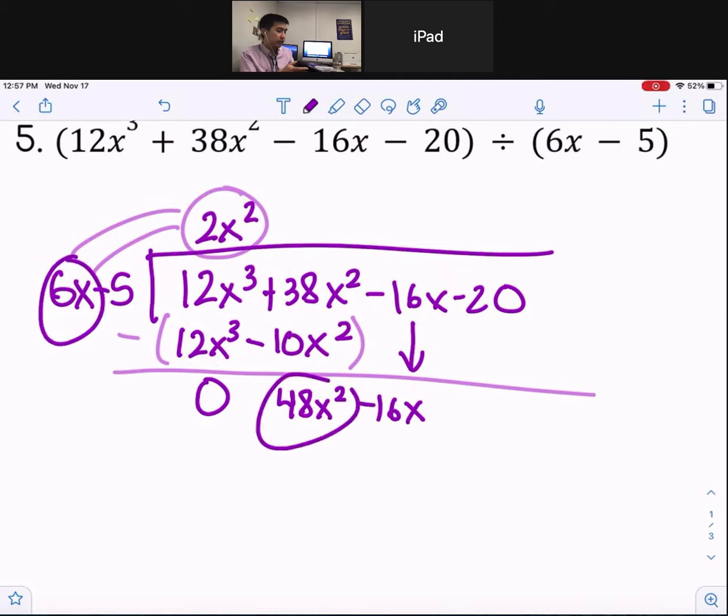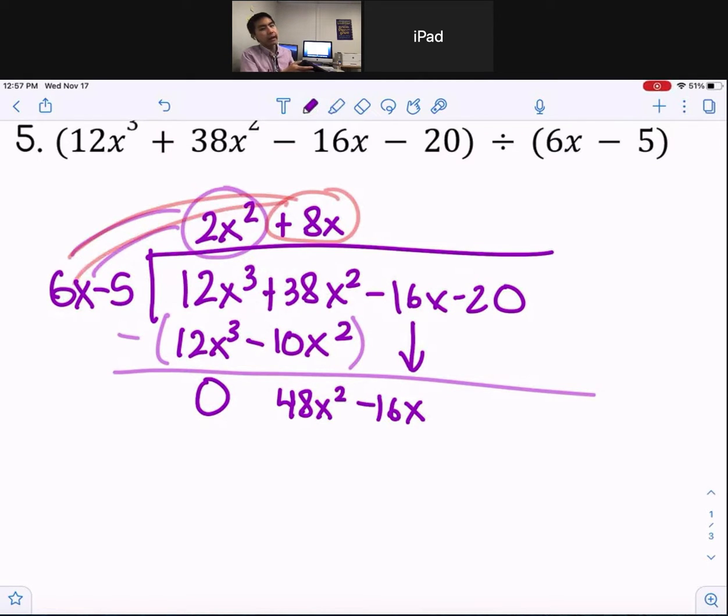What times 6x is 48x squared? That would be 8x. And then with this 8x, you distribute this to the front 2 again. 8x times 6x is 48x to the second. 8x times negative 5, negative 40x.